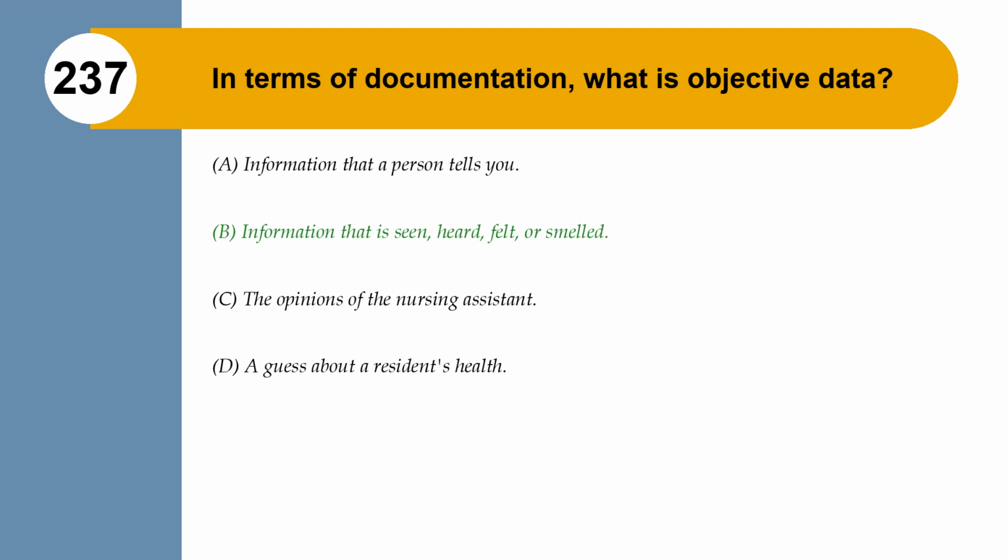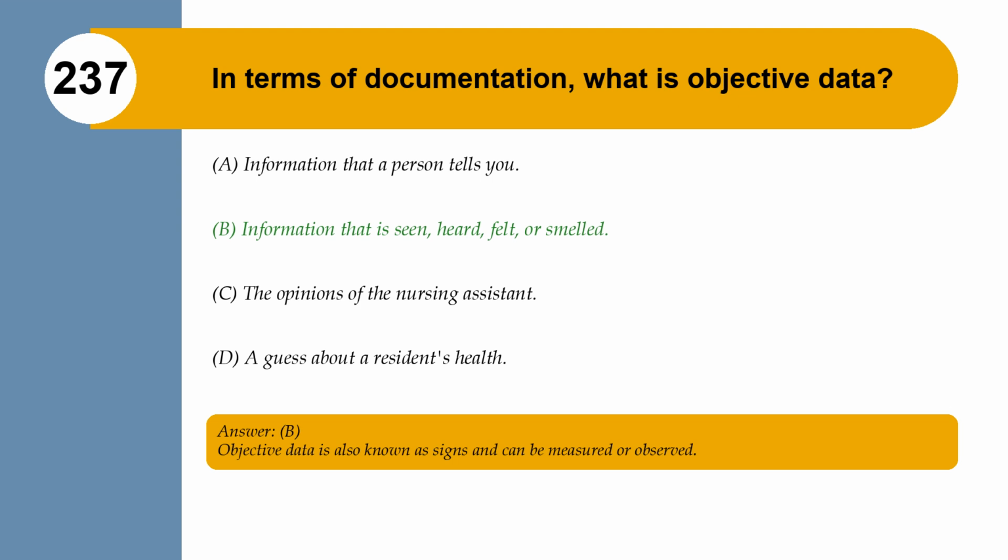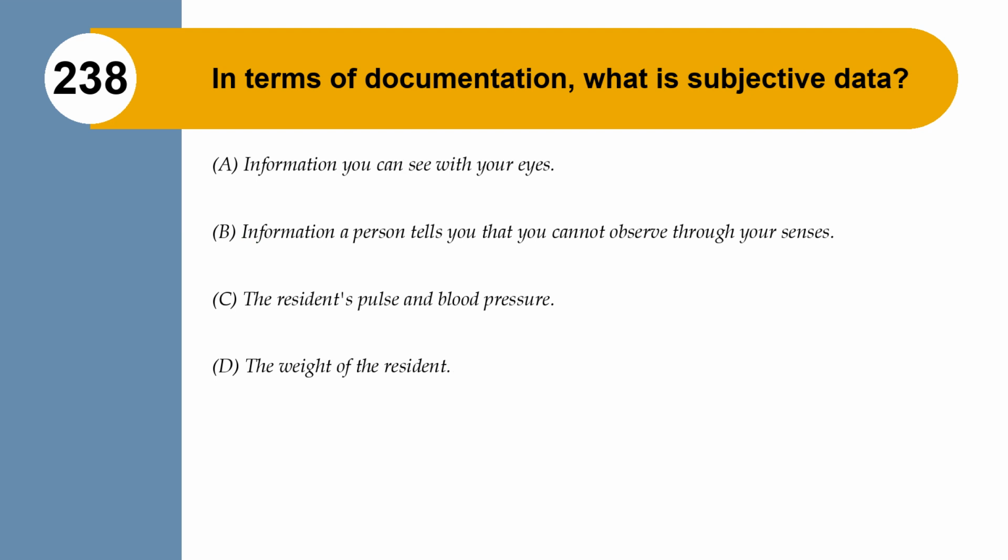The correct answer is option B, information that is seen, heard, felt, or smelled. Explanation: objective data is also known as signs and can be measured or observed. Question 238. In terms of documentation, what is subjective data?